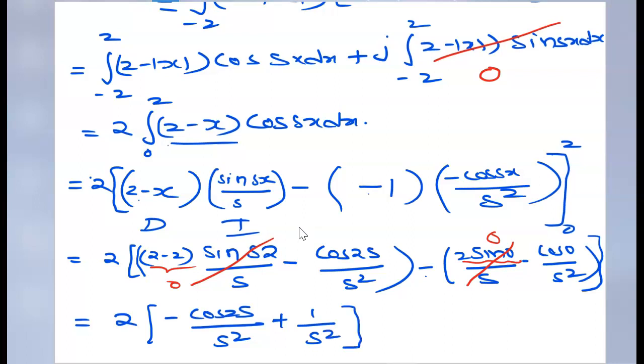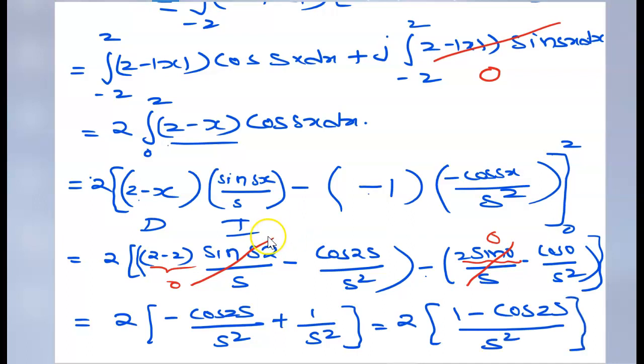Okay, so now the problem is actually over. The first part is over in fact. So it is 2 into 1 minus cos 2s divided by s square. Okay, this is what we are having, 1 minus cos 2s divided by s square. Let me go to the next page now.